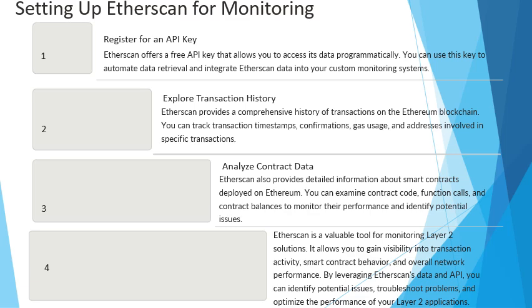Then we explore transaction history. Etherscan provides a comprehensive history of transactions on the Ethereum blockchain. We can track transaction timestamps, confirmations, gas usage, and addresses involved in specific transaction.